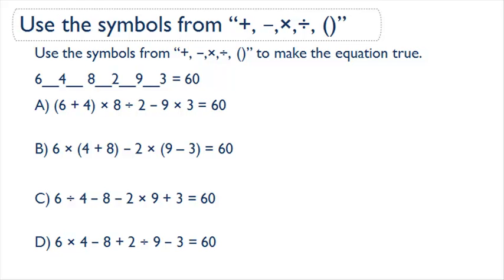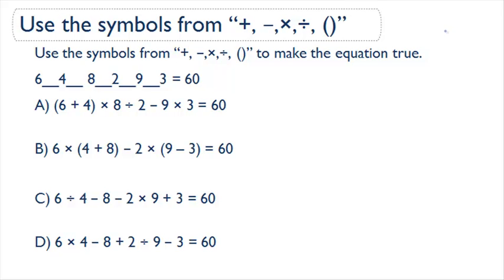Now let's talk about how to use the symbols addition, subtraction, multiplication, division, and parentheses to make an equation true. We're going to want to fill in the blanks in between all these different numbers and figure out which option will give us the answer of 60. In order to do this, we're going to need to remember our order of operations.